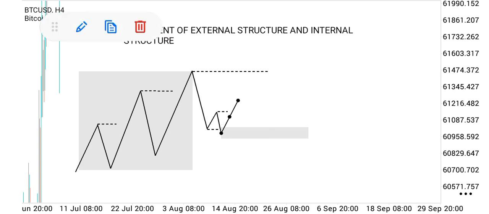So we wait for price, because it always gives us liquidity. In this market, price gives us an engineered liquidity. So we have an engineered liquidity here, and also we have another engineered liquidity.